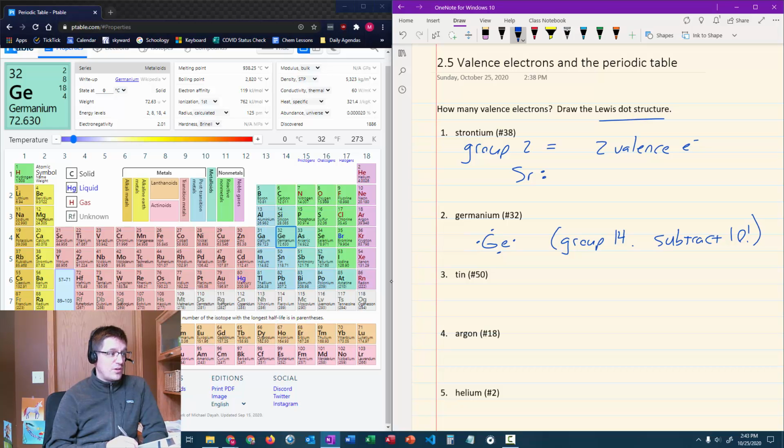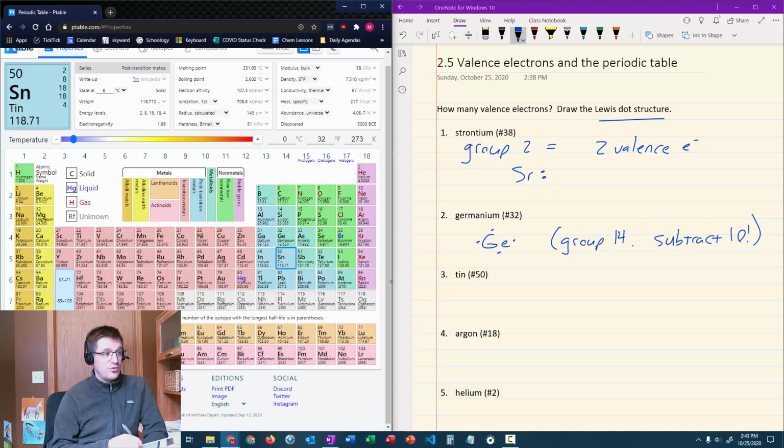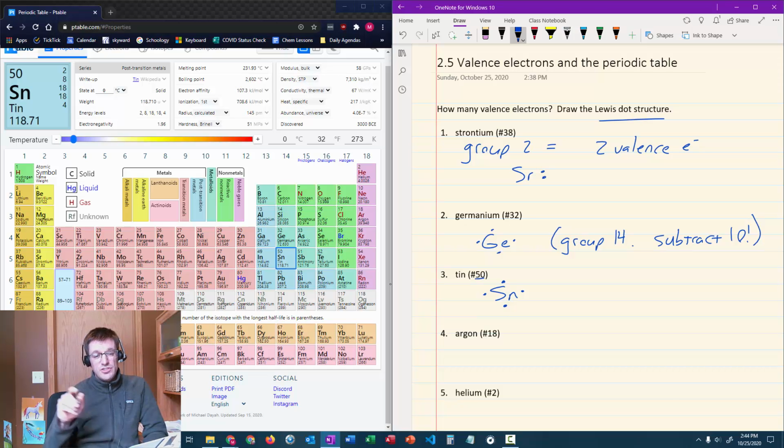Tin, number 50, is right underneath germanium. Well, that's also in group 14. So this one also has 4 dots. Okay. Sn is the symbol for tin. 1, 2, 3, 4. Again, the total number of electrons is 50 because it's number 50, but just in that outside shell, it only has 4 electrons.